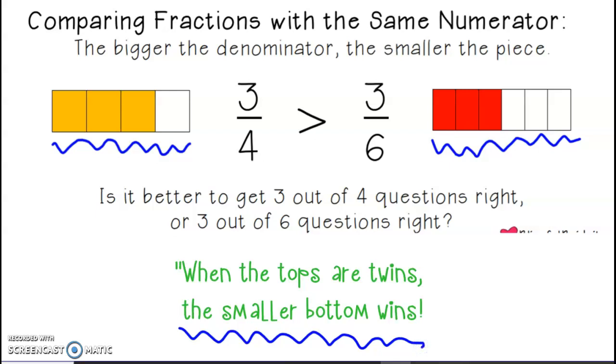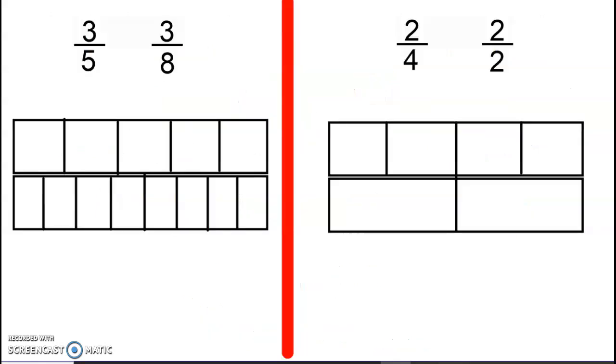So in this case, our tops are twins. I have two 3s. So whichever number is smaller on the bottom is actually going to be the greater fraction because my pieces are bigger. So in this case, 3/4 happens to be greater because my pieces are larger. Okay. So let's do a couple more examples.